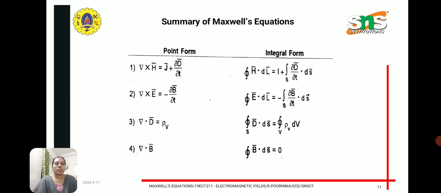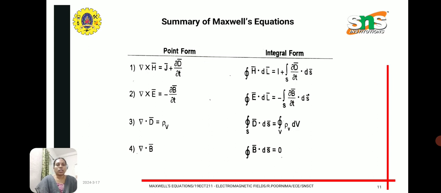Summary of Maxwell's equations. The first one is derived from Ampere circuital law. In point form, it is denoted as del cross H equal to J vector plus dou D by dou t. It means the curl of magnetic field intensity gives the current density plus dou by dou t of D, which is the change in electric field. So either the conduction current or displacement current gives the magnetic field.